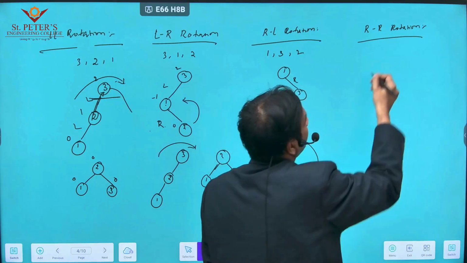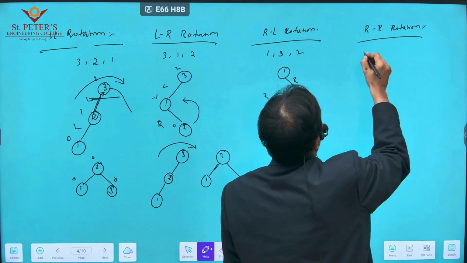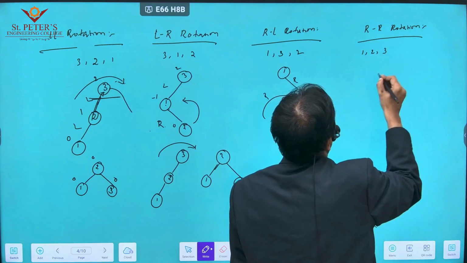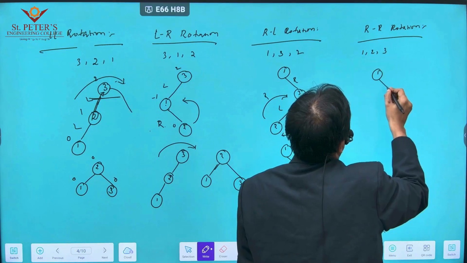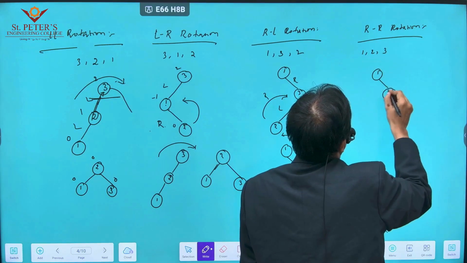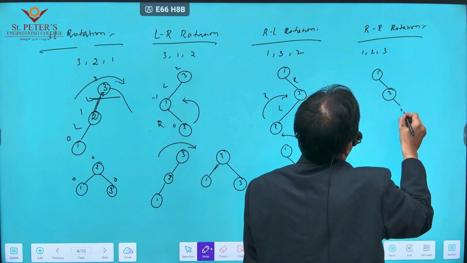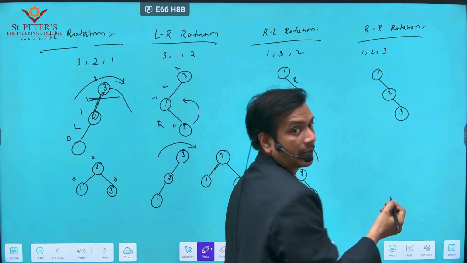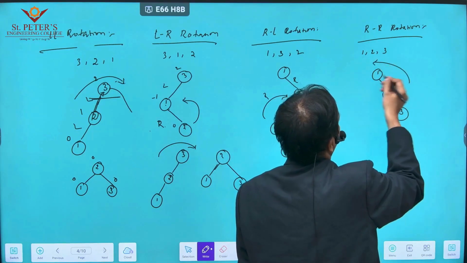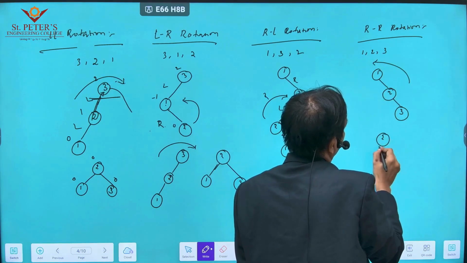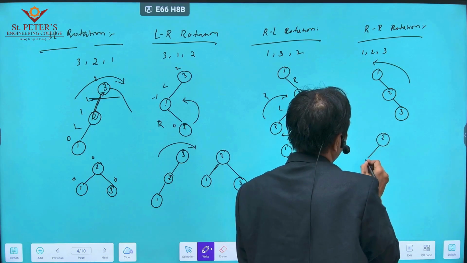There is right rotation. Now consider the elements 1, 2, 3. So 1 is the root element. Now comparing 1 with 2, it is a bigger element, so it is placed on the right hand side. Similarly, 3 goes to the right hand side. Now we perform the operation, which is left rotation. After that, it is converted to balanced.